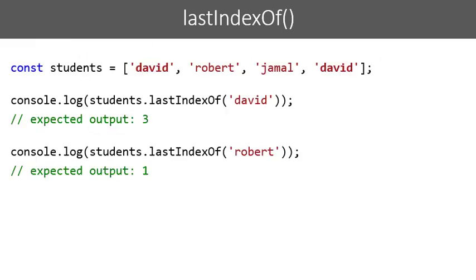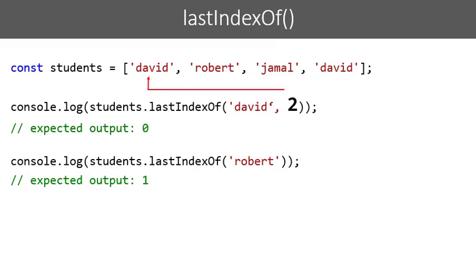Here in this example, the students array contains David 2 times. Here, the lastIndexOf method is used to search David. It returns 3 as the index of the last occurrence of David. Here, start index is provided as 3. The result is the same as the previous one because the search is started from index 3 backward. When the start index is provided as 2, it searches backward and finds David at index 0, so it returns 0. It is important to remember that lastIndexOf searches the array backward.